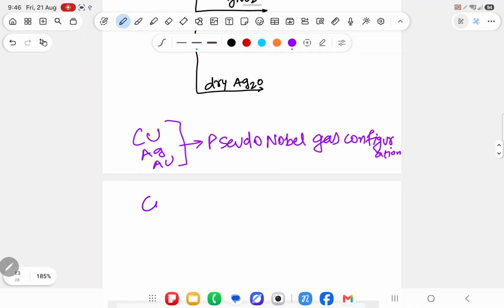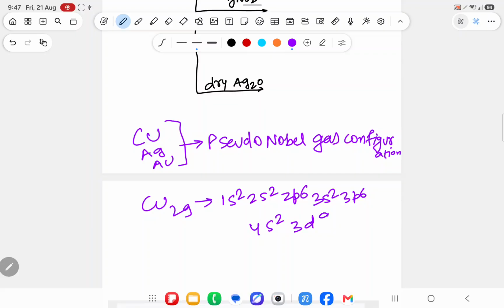What is pseudo noble gas configuration, sir? Pseudo noble gas configuration means, suppose you take copper, 29. I have already dictated this in the basic concept of chemistry topic, but do it: 1s2, 2s2, 2p6, 3s2, 3p6, 4s2, 3d9. But we are saying that this is wrong. We have to write 4s1, 3d10, and this is known as pseudo noble gas configuration.